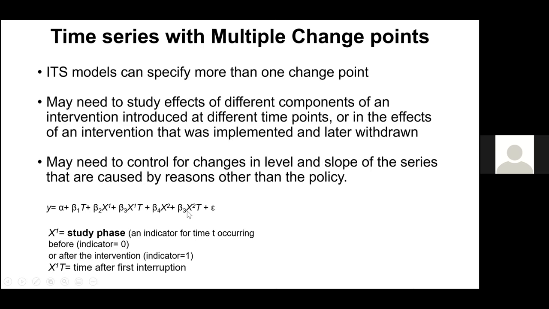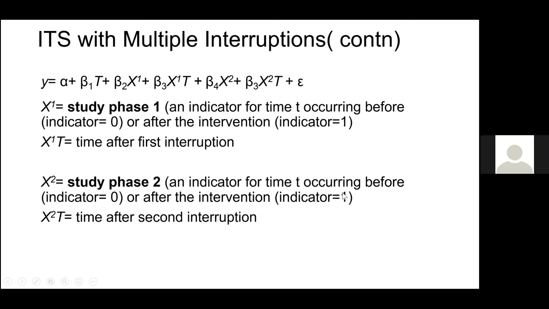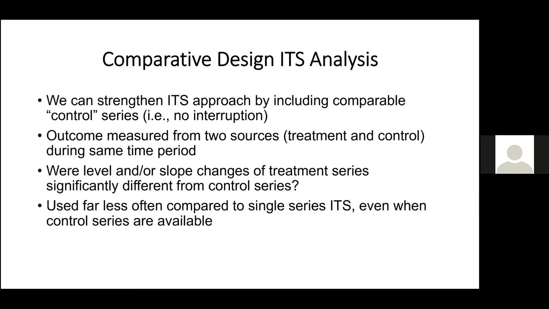Let's quickly mention, and we'll see some examples, that we can strengthen the impact evaluation through the interrupted time series approach by introducing a comparable control series. Because one of the challenges with a single ITS is that, though we are able to control for pre-intervention trends, we are still unable to control for other possible time varying covariates.